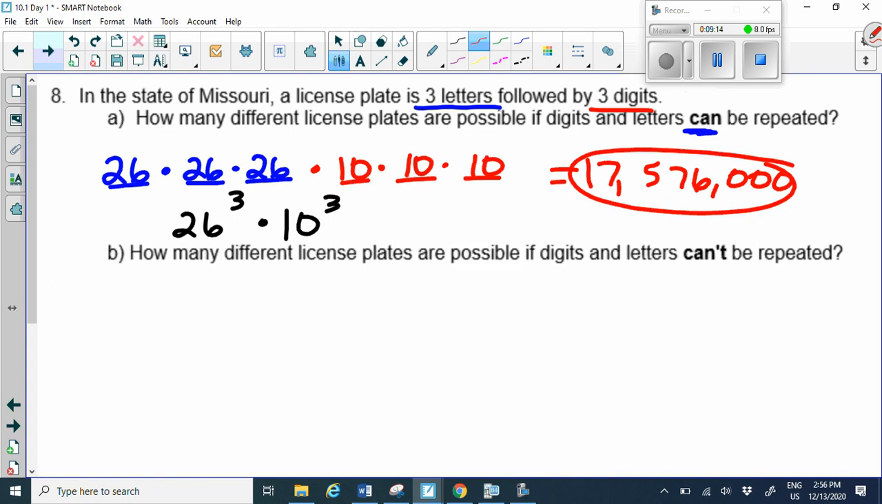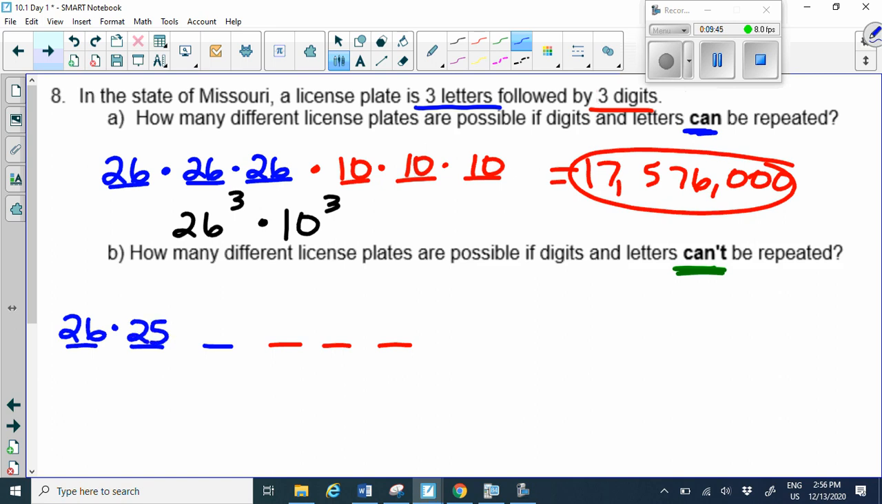Okay, let's go ahead and do the next one. So we are still using the same setup. We still have 3 letters followed by 3 digits. But notice this time, our digits and letters can't be repeated. So when we think about our first letter, well, we still have all 26 options. Now let's say we use A for our first letter. Since things can't be repeated, I can't use it again. So how many options of letters am I left with now? That's going to be 25.